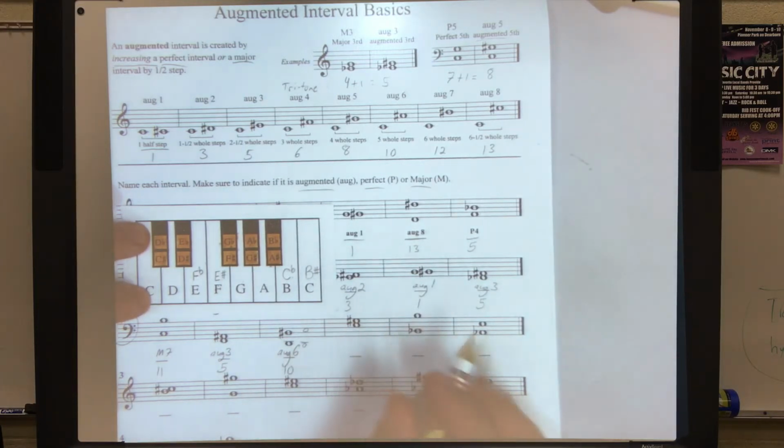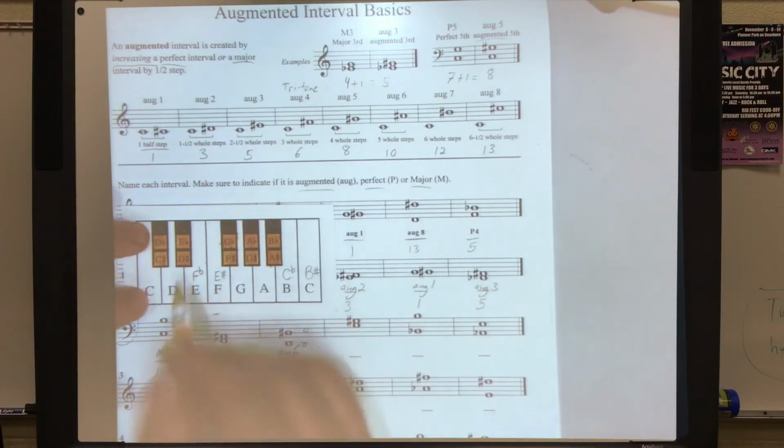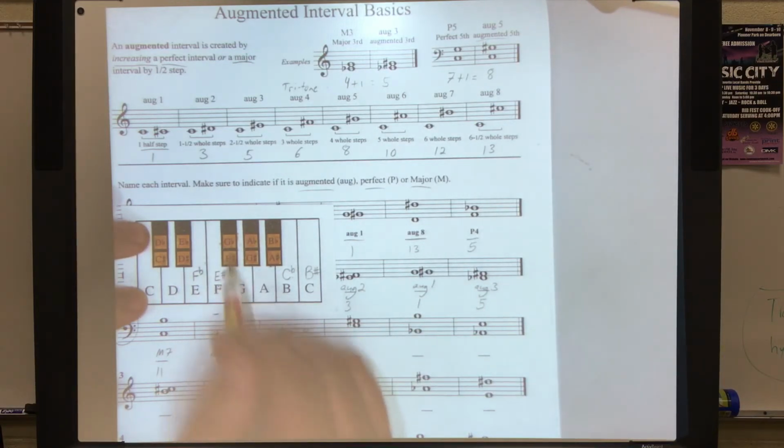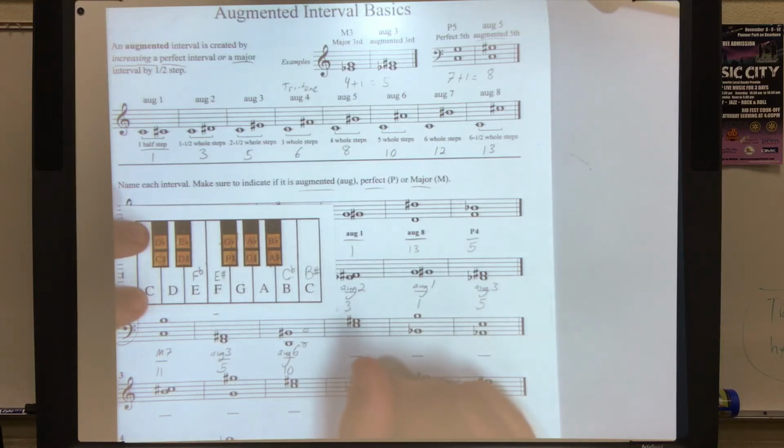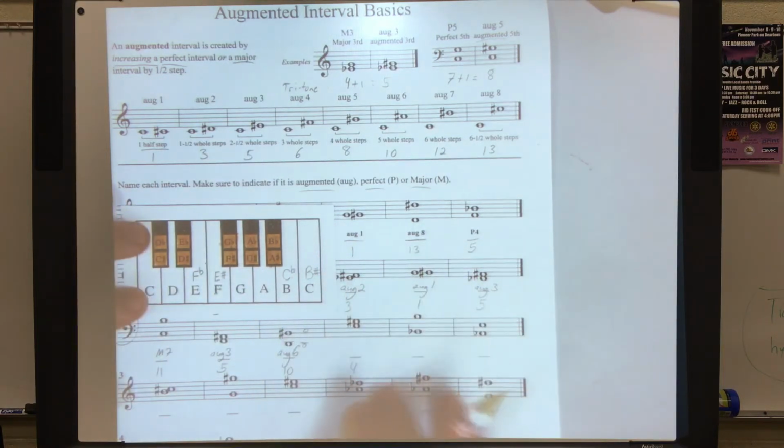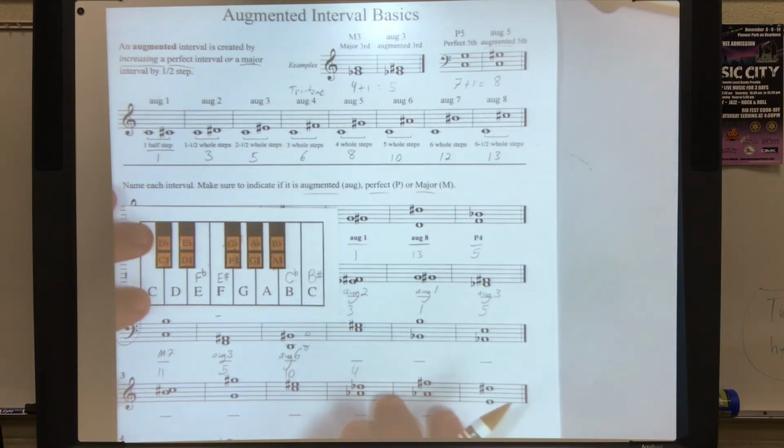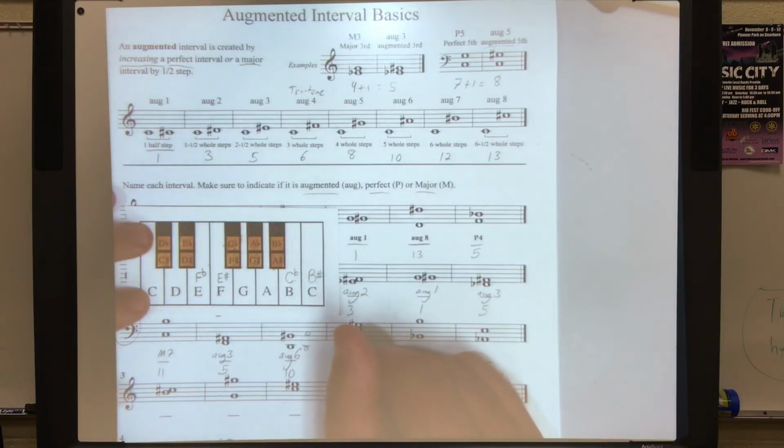Okay. Next we've got an E to a G sharp. E to a G sharp. So let's look at our keyboard. 1, 2, 3, 4. 4 half steps away. Okay. Do we see anything up here that's 4 half steps away? I don't see anything myself. So we have to assume that it's a major interval, and the interval that it is, it's a major third.